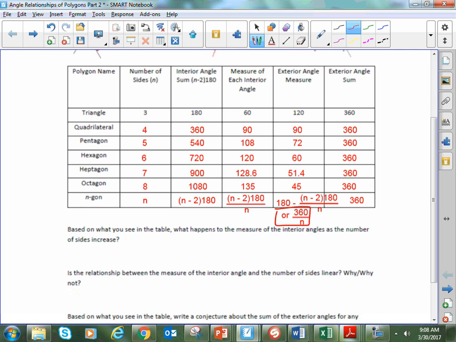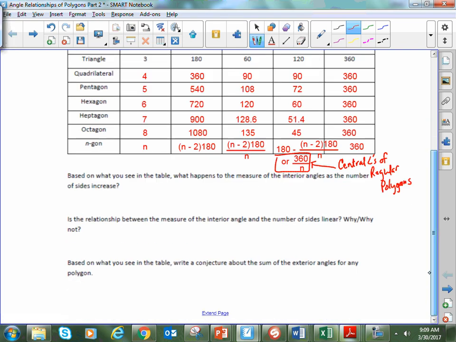This is also going to be something that we'll use later on. This will also be something polygons. We're not there yet, but that is going to be something that we'll talk about when we get there. That's how we would find the measurement of the central angle of a regular polygon also. Now let's go ahead and start answering the questions here.